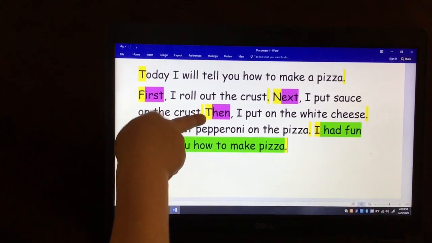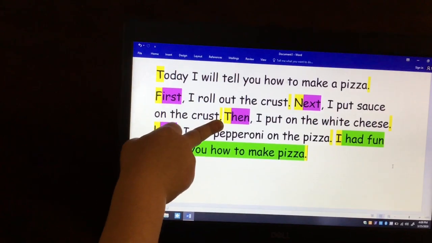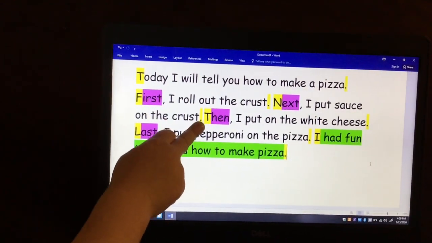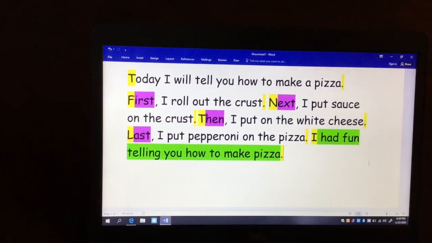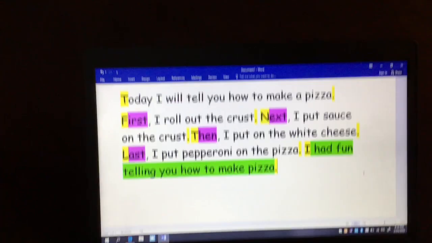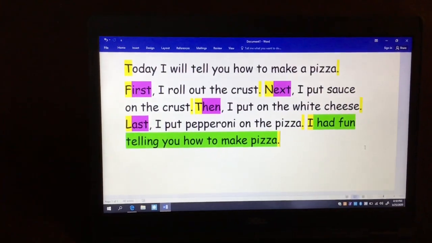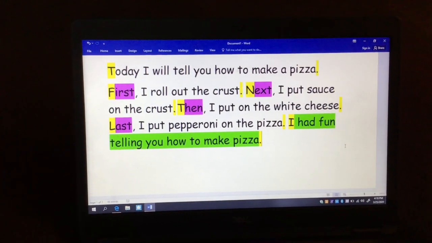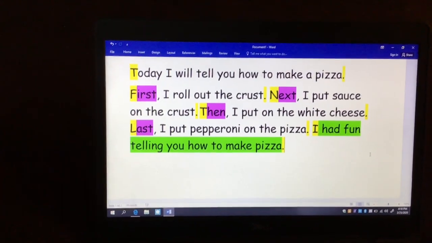Great job. In my fourth sentence, then I put on the white cheese. Where's my capital? Good job. And where's my period at the end of my sentence? Can you find it? Let me get over here and right here. Great job. And in my fifth sentence, can you show me where my capital is? And where's my period?